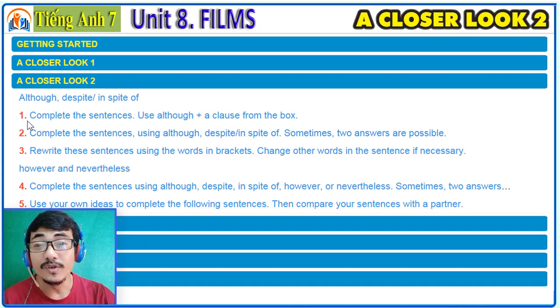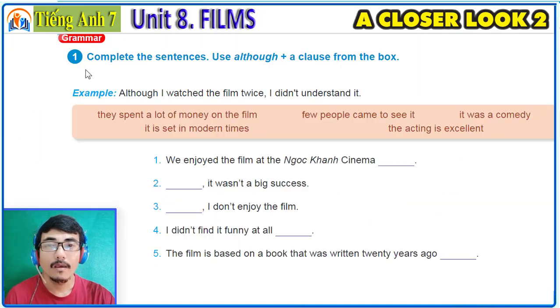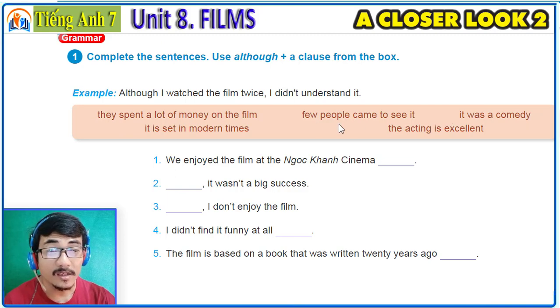Now we move to activity number 1, complete sentences. Use although plus a clause from the box. Activity 1, complete the sentences. Use although and a clause. So here are 5 clauses and here are 5 sentences. We use the clauses with although to complete the sentences. Okay? Take a look at this.